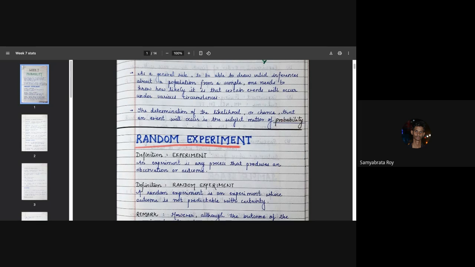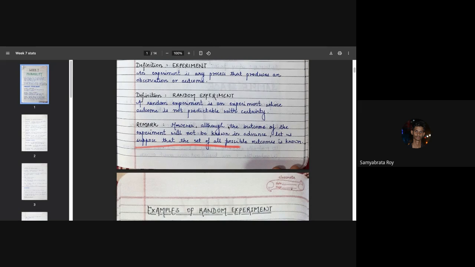Another example, rolling a die. You know it will give you a number between 1 and 6, or to be very precise, an integer between 1 and 6, endpoints included. But you cannot predict which number will appear. Here it is also mentioned: although the outcome of the experiment will not be known in advance, let us suppose that the set of all possible outcomes is known.